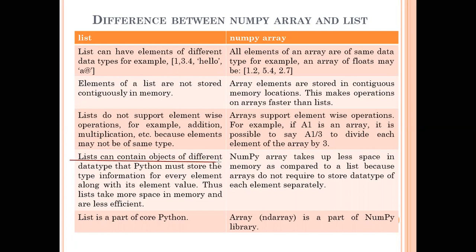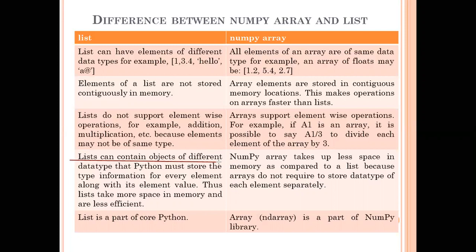The list can contain objects of different data types, so Python must store the type information for every element along with its element value. Because the list contains different data types, each element has a different size, memory, and type. But a Numpy array will take less space compared to the list because each element has the same size and type. So memory is less occupied in Numpy array. Faster operations will be performed on Numpy array.